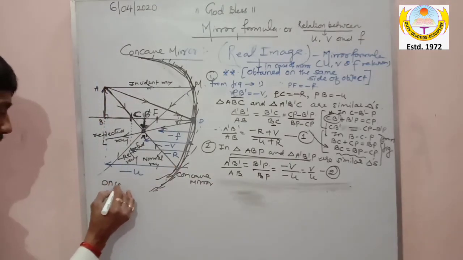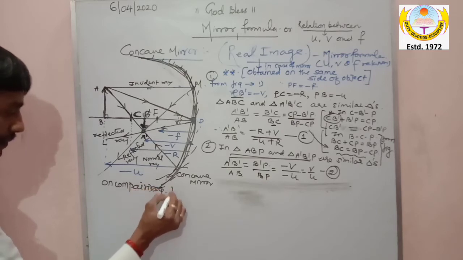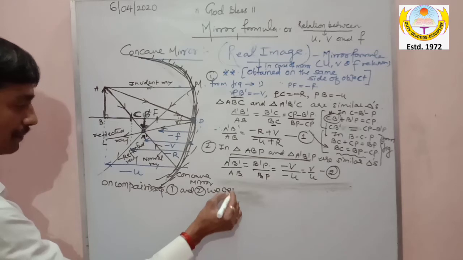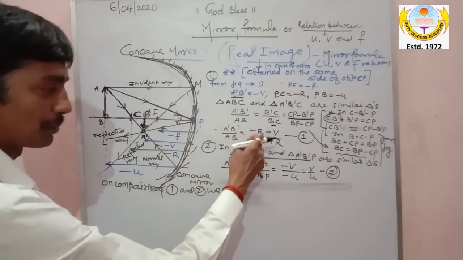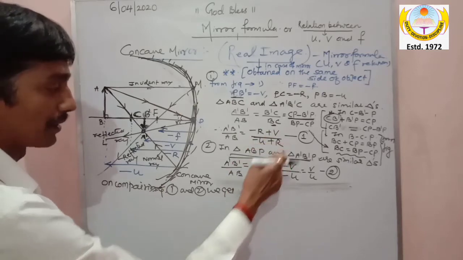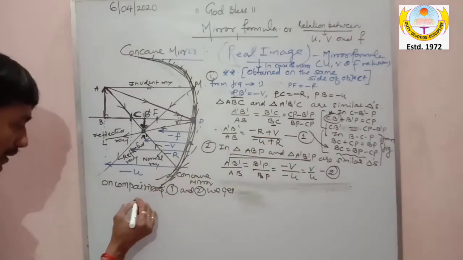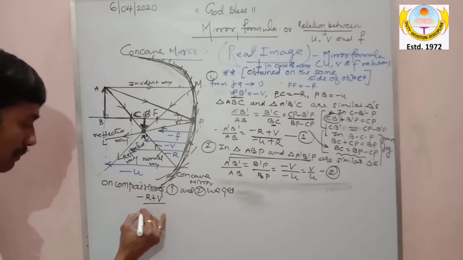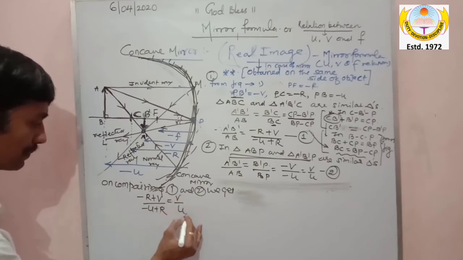On comparing 1 and 2, we get A dash B dash upon AB is so much, minus R plus V upon minus U plus R, and here A dash B dash upon AB is V by U. So here I will write minus R plus V upon minus U plus R is equal to V by U.